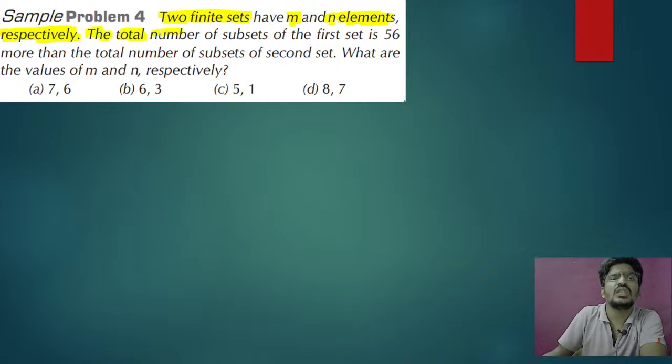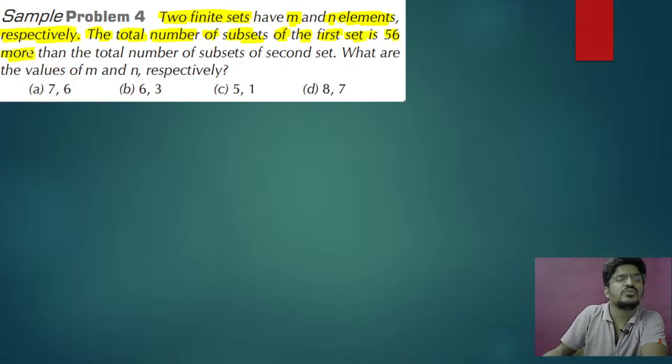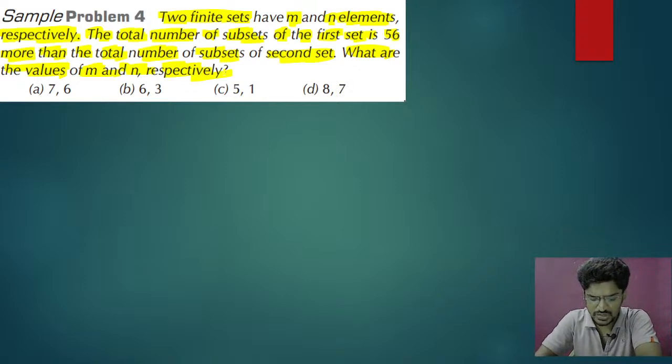The total number of subsets of the first set is 56 more than the total number of subsets of the second set. Then what are the values of m and n respectively? Very nice question. Very, very nice question. I think all of you can answer this.